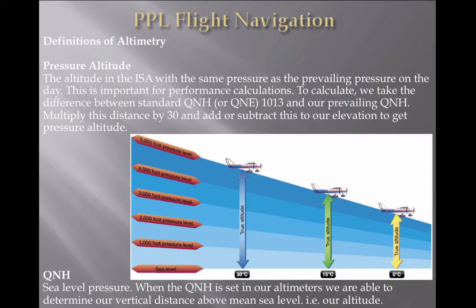Definitions of altimetry. So first of all, pressure altitude is the altitude in ISA with the same pressure as the prevailing pressure on the day. And this is important for performance calculations. To calculate, we take the difference between the standard QNH or QNE 1013 and our prevailing QNH, multiply this difference by 30 and add or subtract this to our elevation to get pressure altitude.